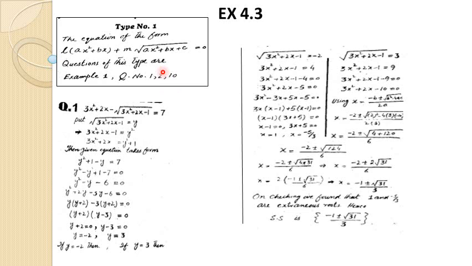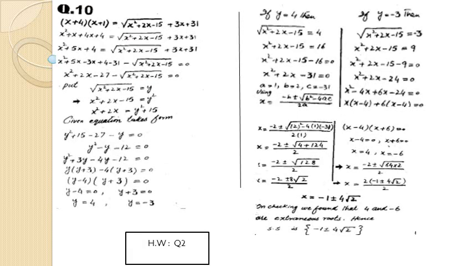So this is type number 3. In type number 3 there are some types. So example number 1, questions number 1 to 10 you have to do. Now question number 10: x plus 4 is multiplied by x minus 1 under root x square plus 2x minus 15 plus 0. First we just multiply the two brackets, same algebra. Now you can see x square plus 2x minus 27, and x square plus 2x minus 15.